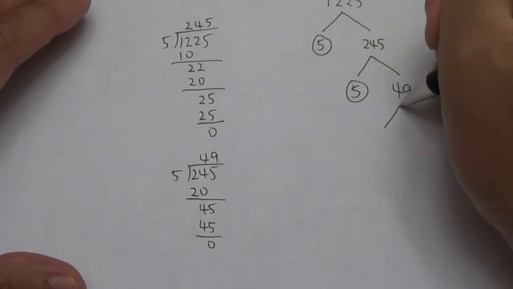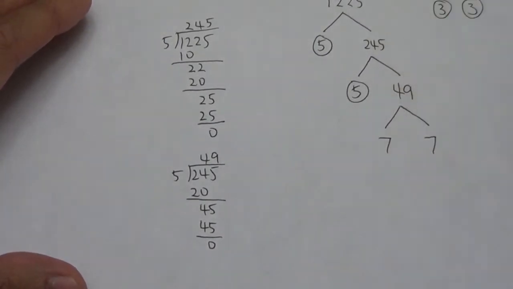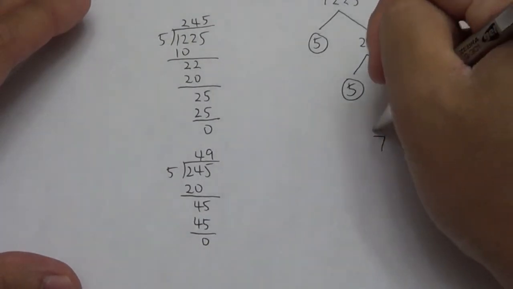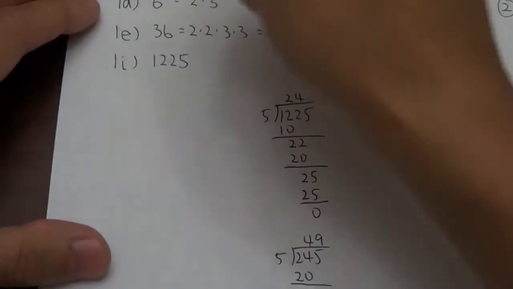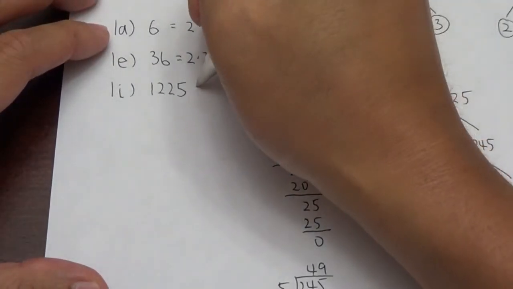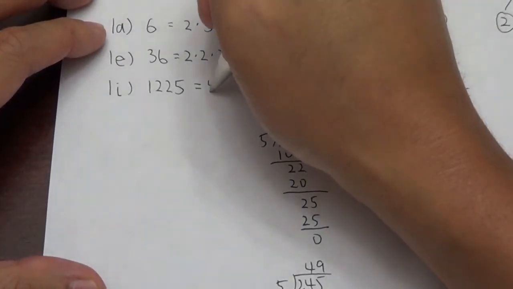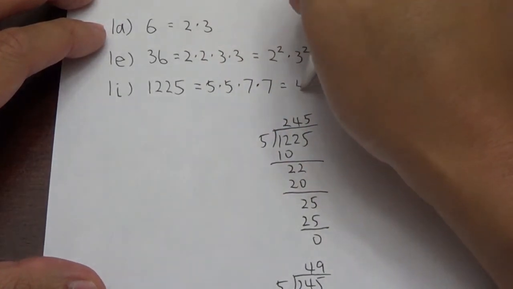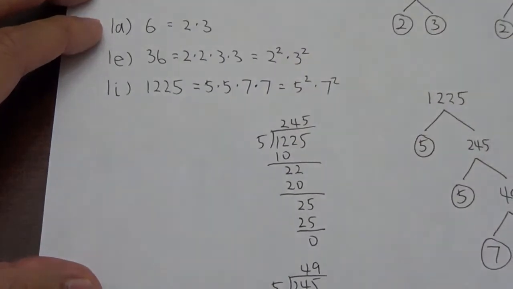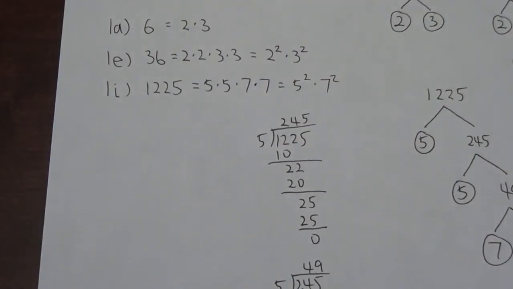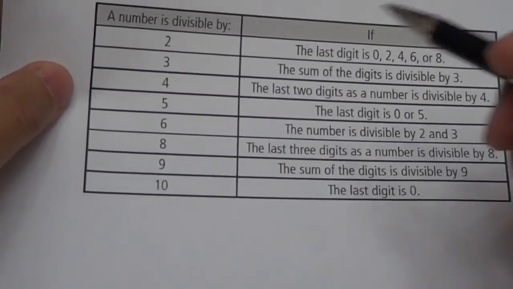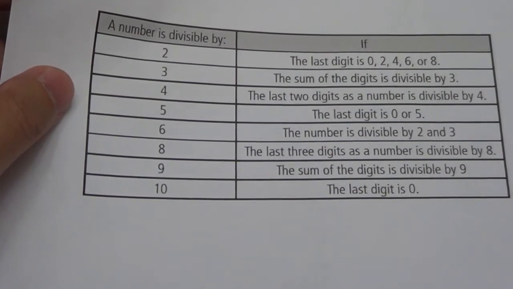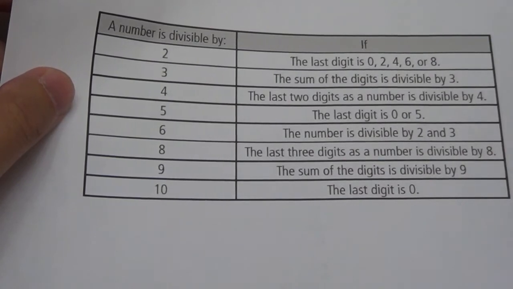Now 49, by using my times table, or I can go back to the divisibility rules, I should be able to figure out that that is 7 times 7. Alright, and 7's a prime number, so I can circle those, and that means that 1225 equals 5 times 5 times 7 times 7, which equals 5 squared times 7 squared. Okay, so just remember to use your divisibility rules to help you narrow down which factor it is, or else you'll just have to check each one by one, which will take a lot longer.